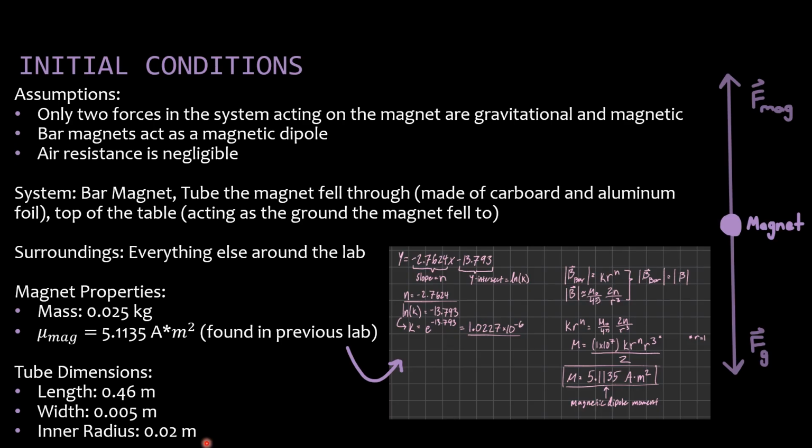Now I assumed in this that the only two forces in the system acting on the magnet were the gravitational and magnetic forces. I also assumed the bar magnet acted as a magnetic dipole, and I assumed that the air resistance was negligible. And as you can see, this is a little force diagram representing the two forces acting on my magnet in this system.